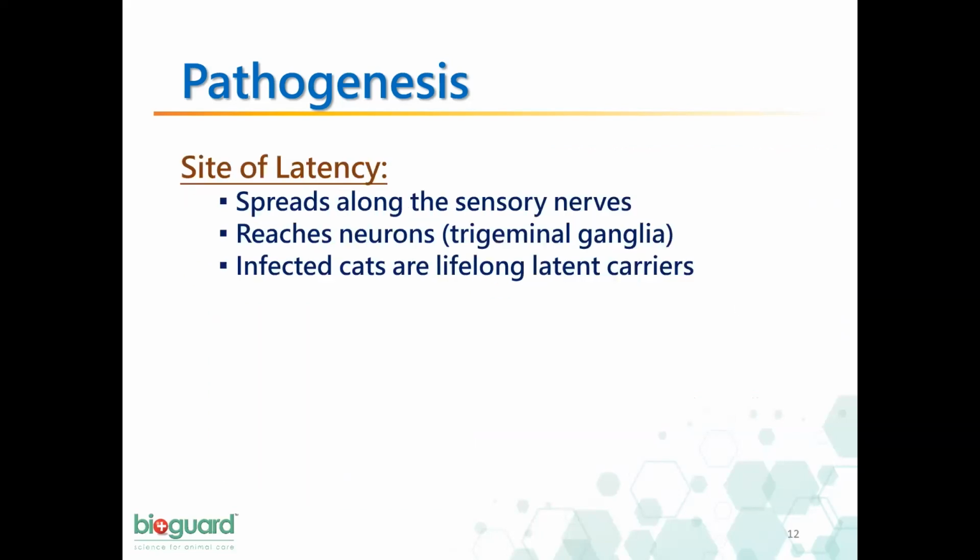So as I mentioned, after 2 to 3 weeks, these early acute clinical signs will probably increase if it's not very chronic. However, the infection will enter the latency stage, where it will spread along the sensory nerves and then reach neurons, where it will infect the trigeminal ganglia. And you need to know that this kind of infection is a lifelong latent infection, where the cat will carry the virus for its entire life.